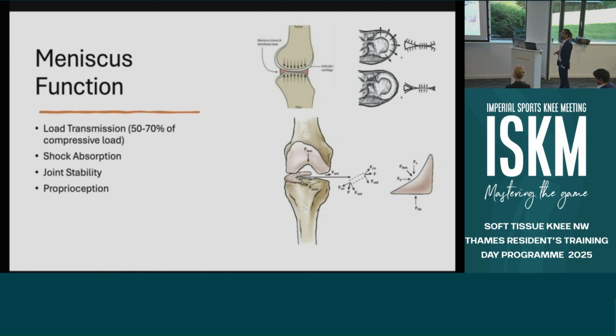The menisci are often seen as your secondary stabilizers. What happens when you have an ACL tear in a child? So isolated ACL tear, why do we treat those than, say, a 35-year-old?